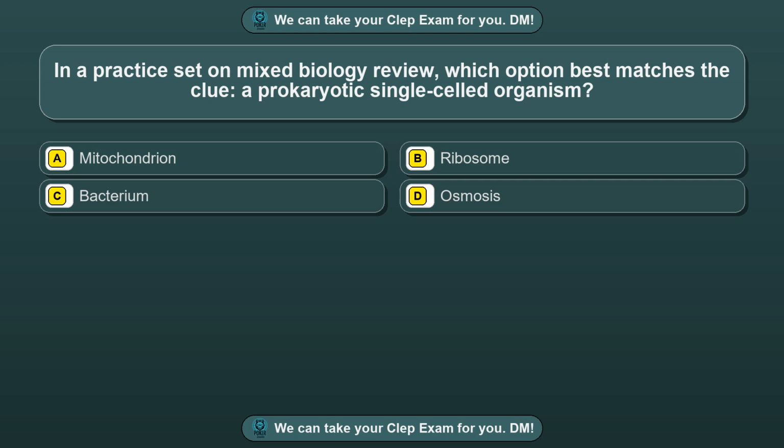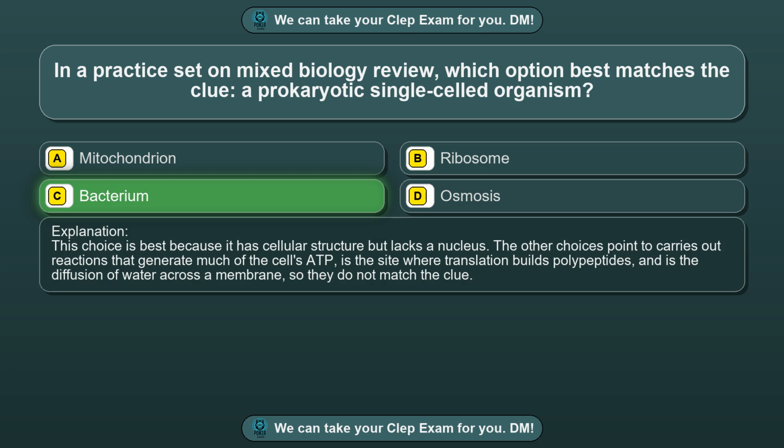Question 11. In a practice set on mixed biology review, which option best matches the clue a prokaryotic single-celled organism? Option A, mitochondrion. Option B, ribosome. Option C, bacterium. Option D, osmosis. The correct answer is option C, bacterium.